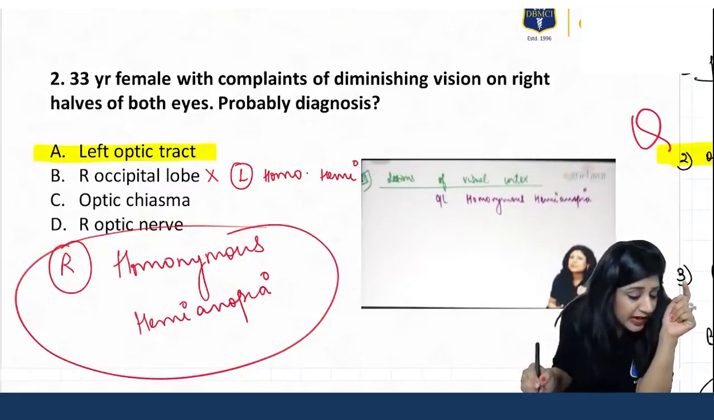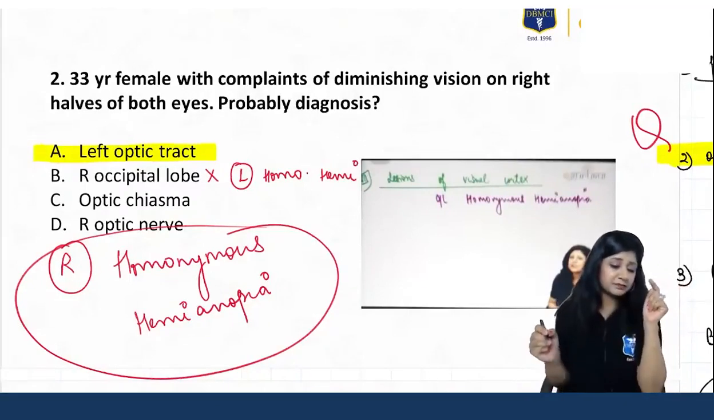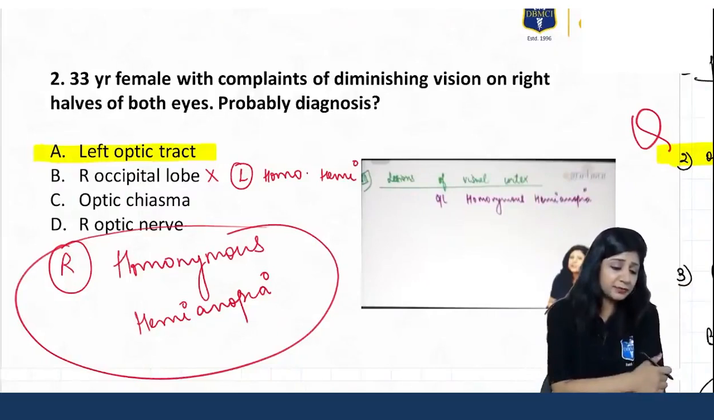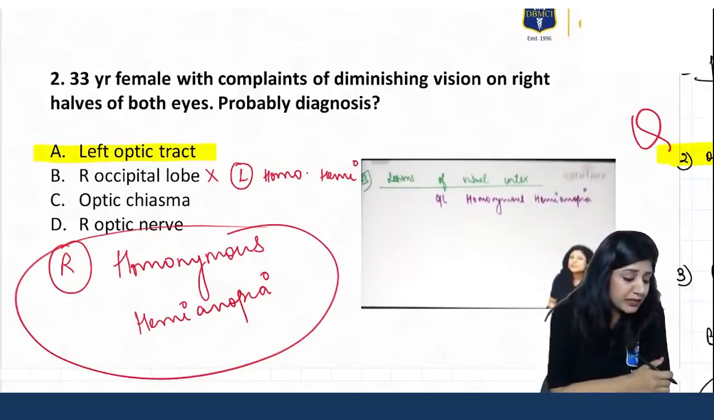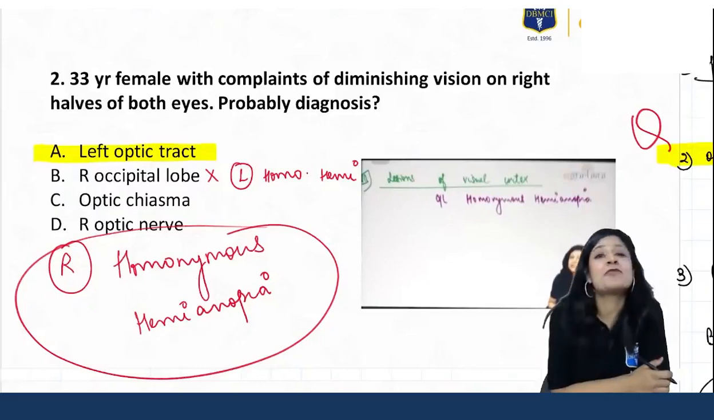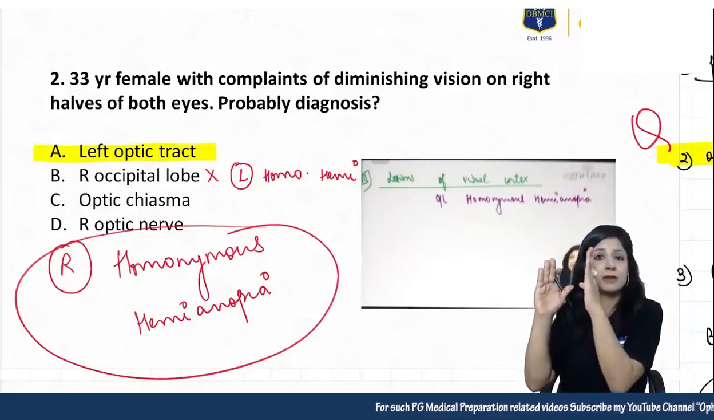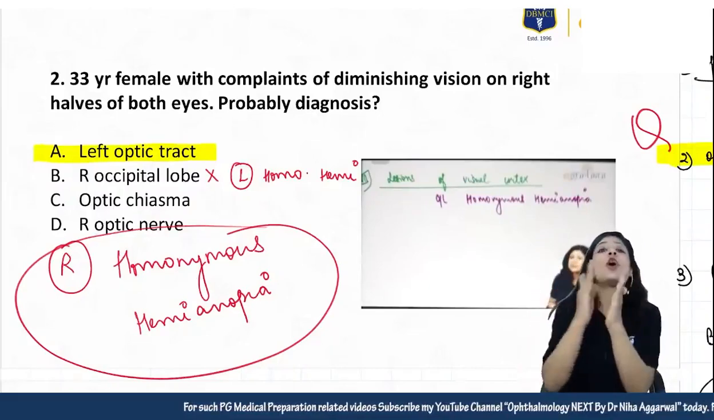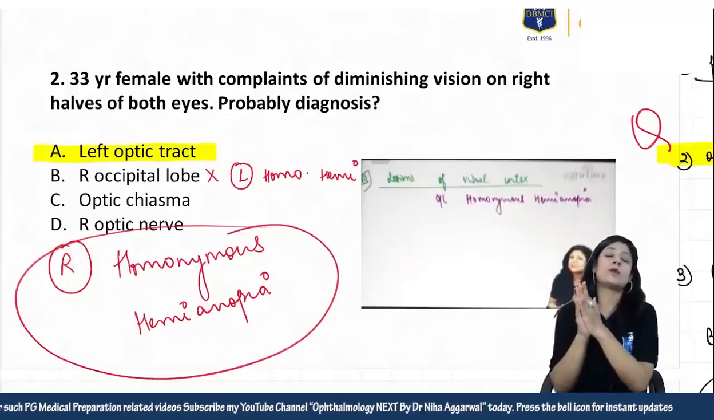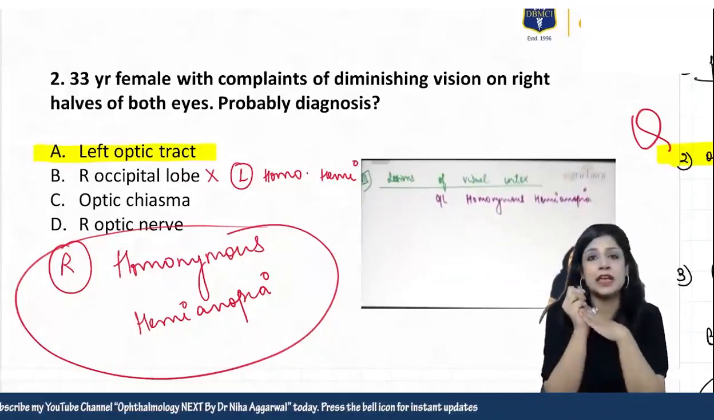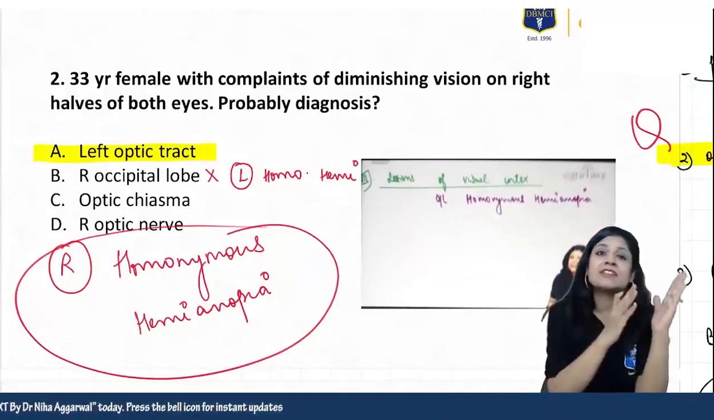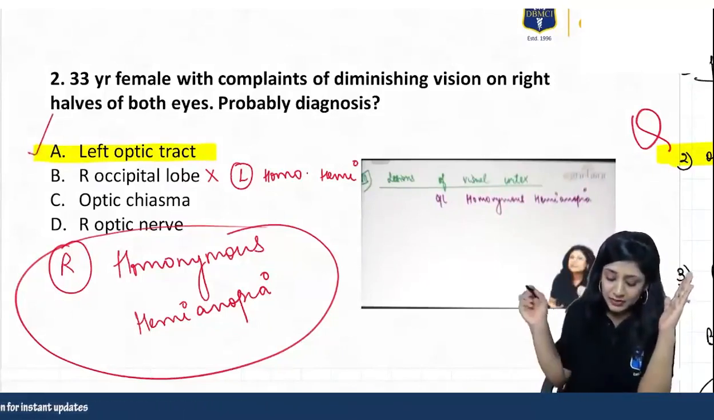Right side of both the eyes, na? Yes. So they gave right half of both the eyes. Right side of both the eyes will be your right homonymous hemianopia. So that causes contralateral homonymous hemianopia. Contralateral means opposite side. So that means left side lesion. So left optic tract will be the right answer.